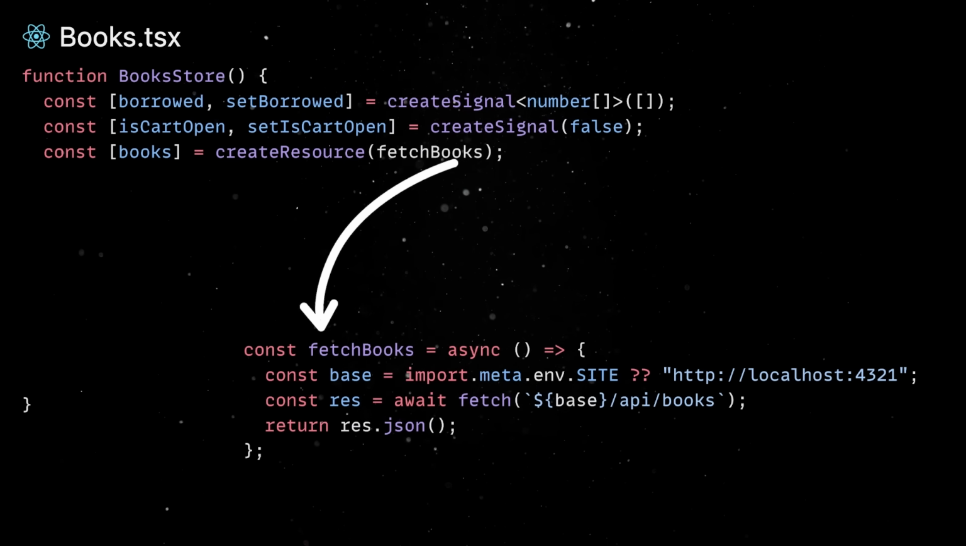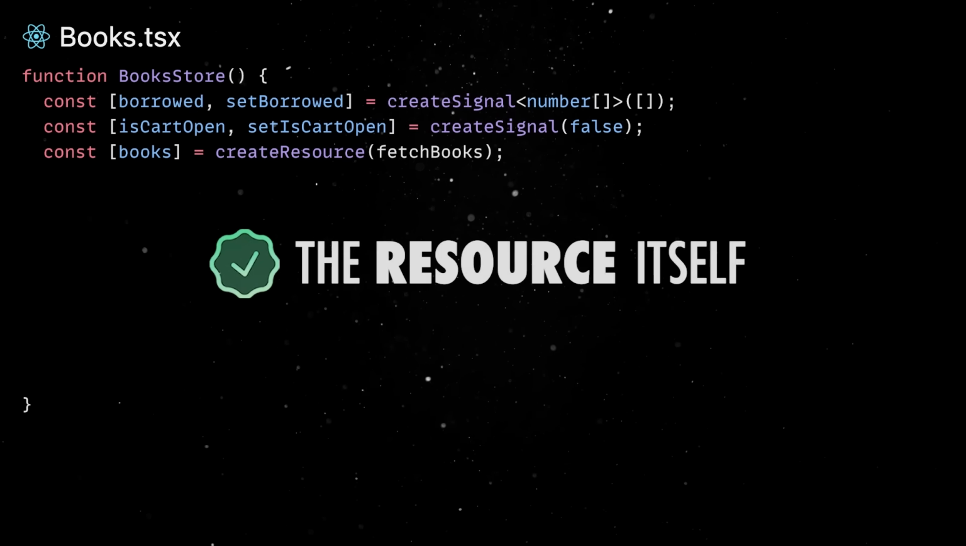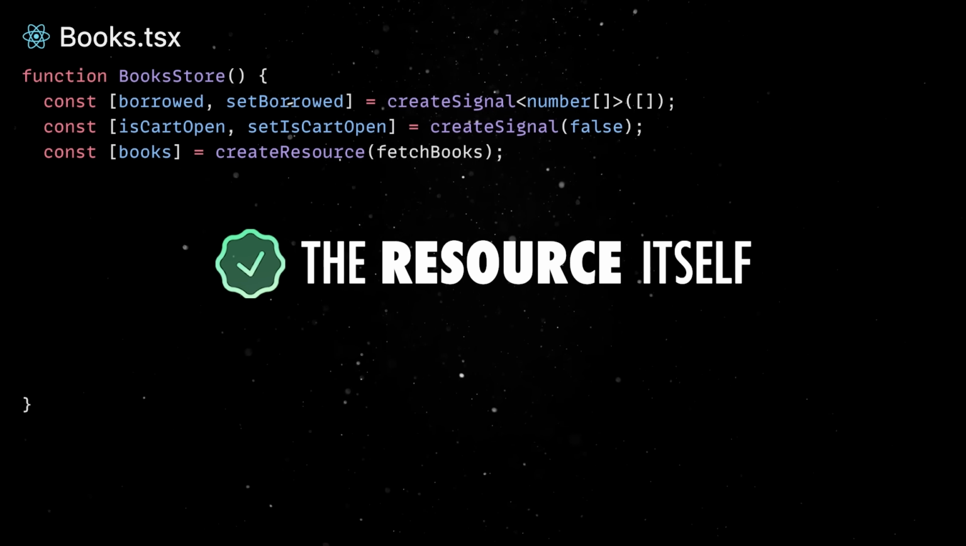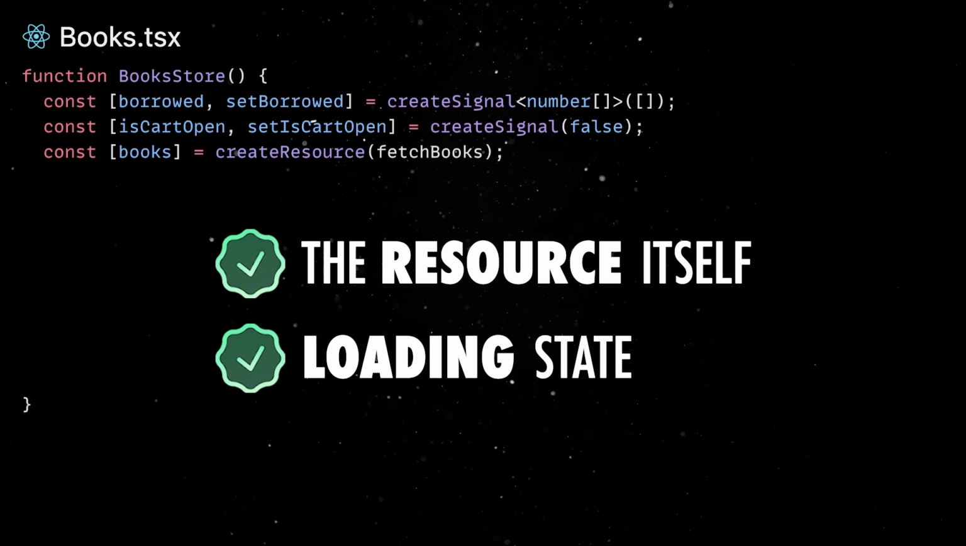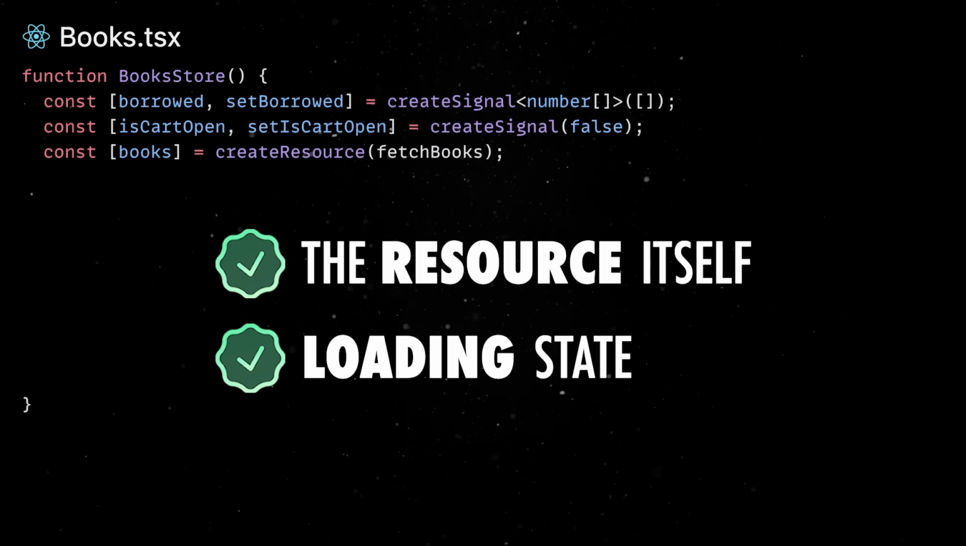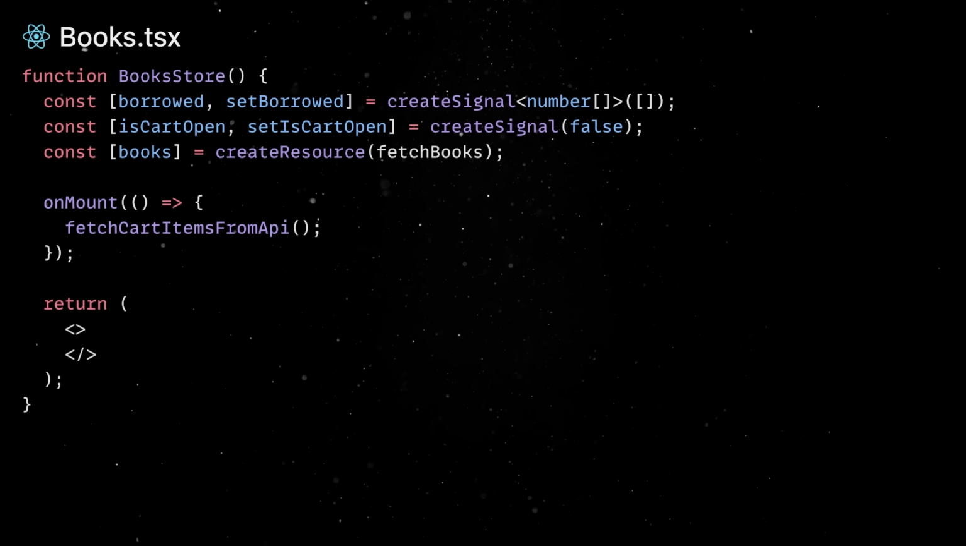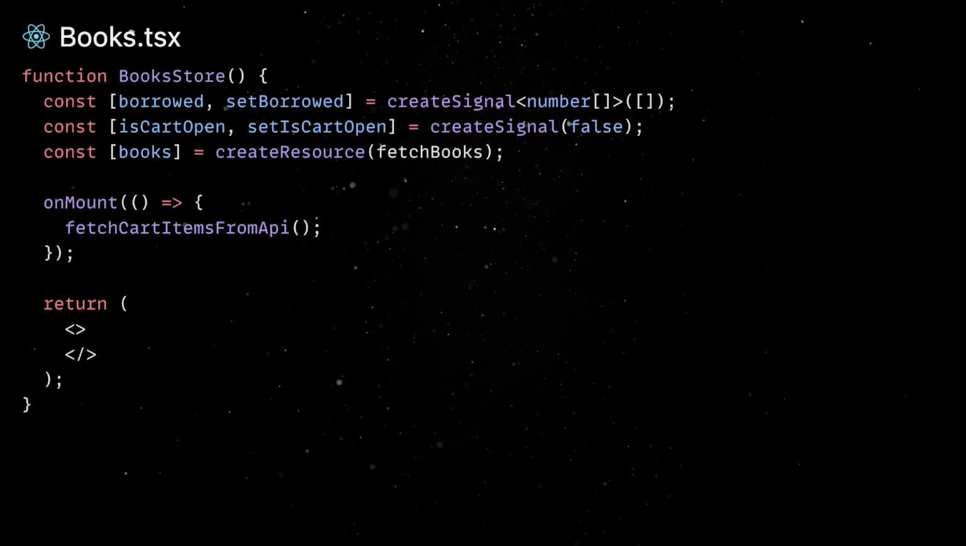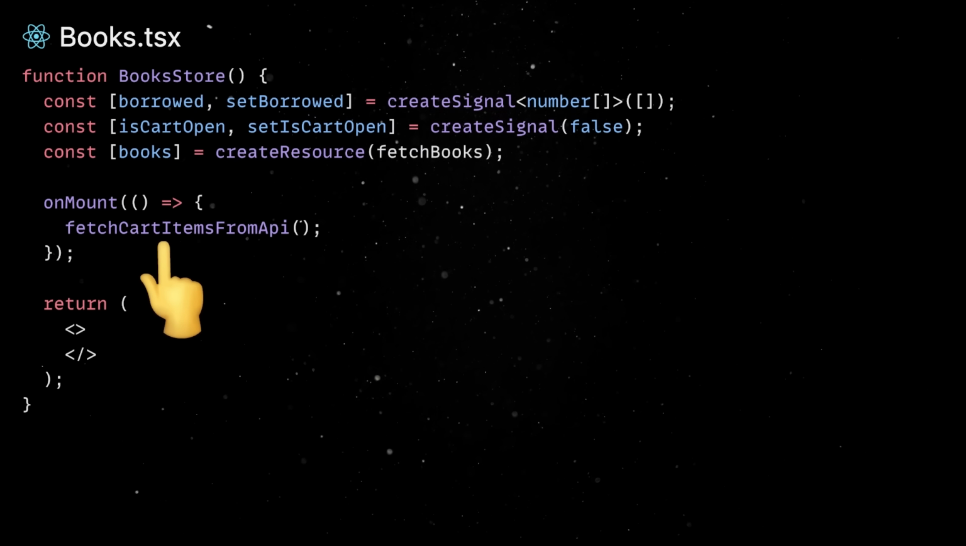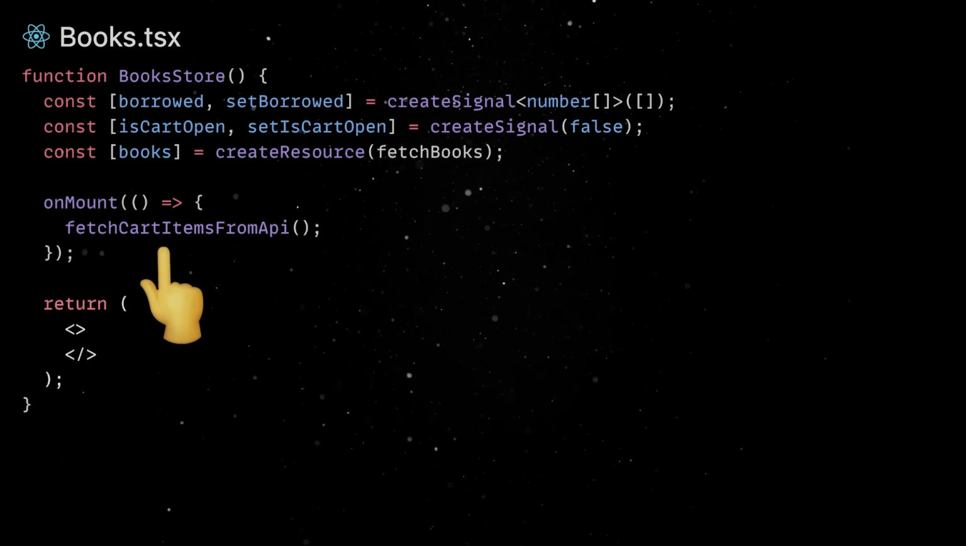It wraps a fetch call and gives you two things: the resource itself, which behaves like a signal, and the loading state. Behind the scenes, Solid tracks when the data is ready and automatically re-renders anything that depends on it. Then, we'll use the onMount lifecycle hook to run logic when the component is first loaded on the client. Here we can fetch the existing cart items from our local store or backend.